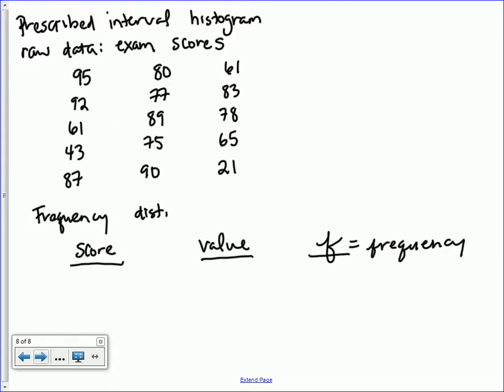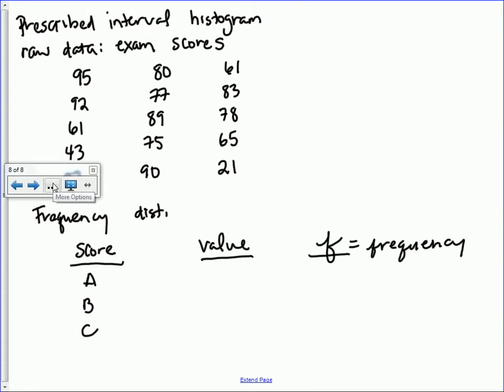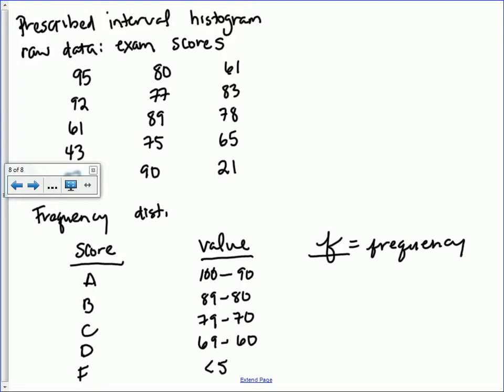And we know that the way we label scores is that we have a score of A, or a score of B, or a score of C, or a score of D, or a score of F. And the value of that is 90 to 100, and then we have 89 to 80, 79 to 70, 69 to 60, and basically then we have anything below 59.